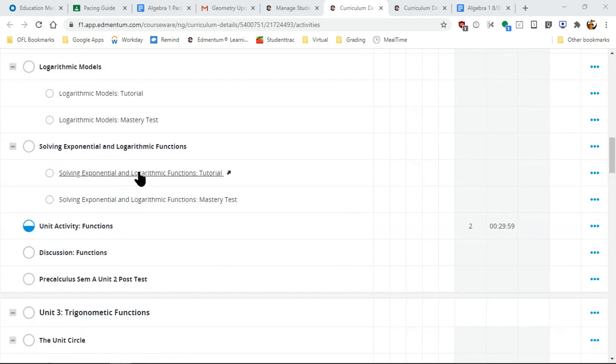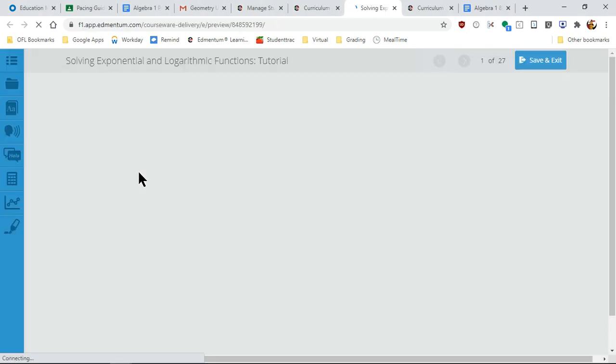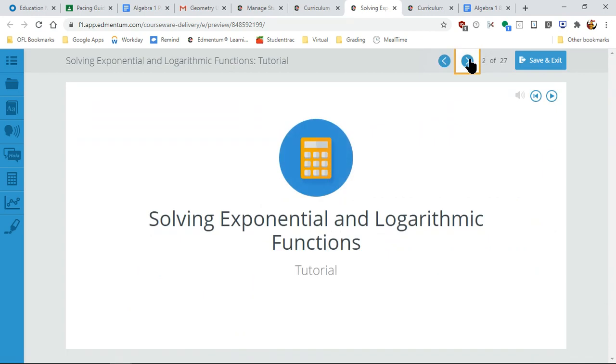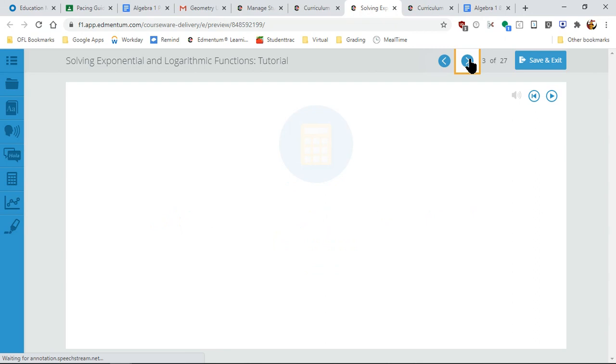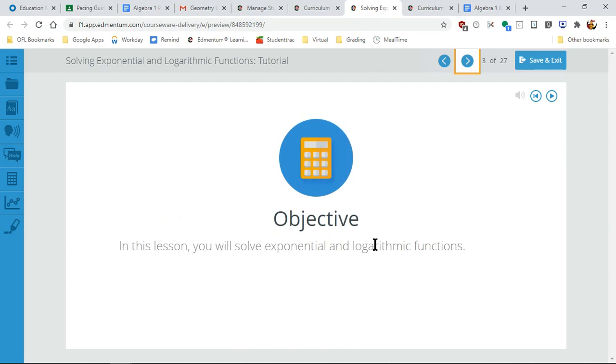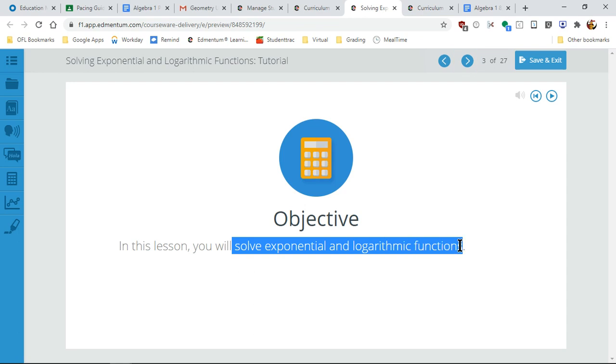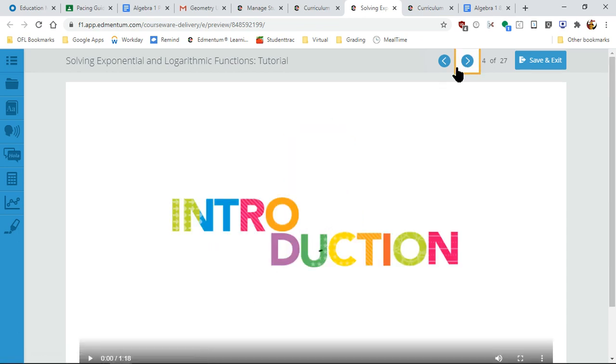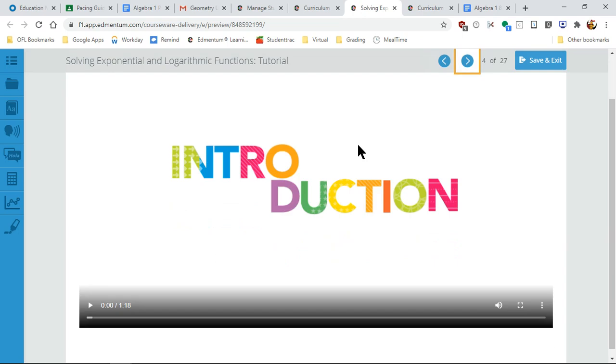But let's get into solving exponential logarithmic functions. All right. So solving exponential and logarithmic functions tutorial. Let's see what our objectives are. Our objectives are, well, that's not saying much, Edmentum. So we're going to solve exponential and logarithmic function. Thanks for the clarity on the objective. At least it's straight into the point.